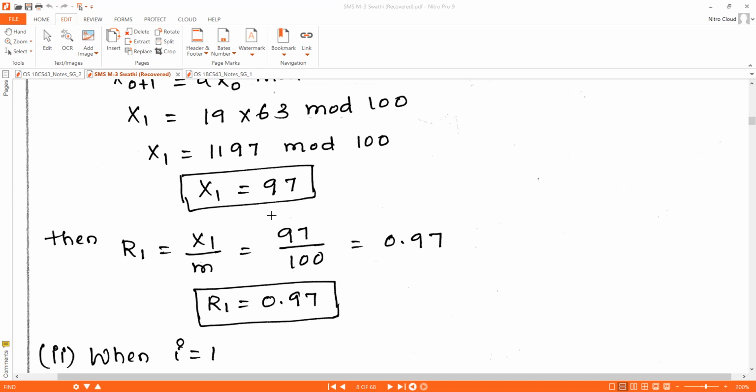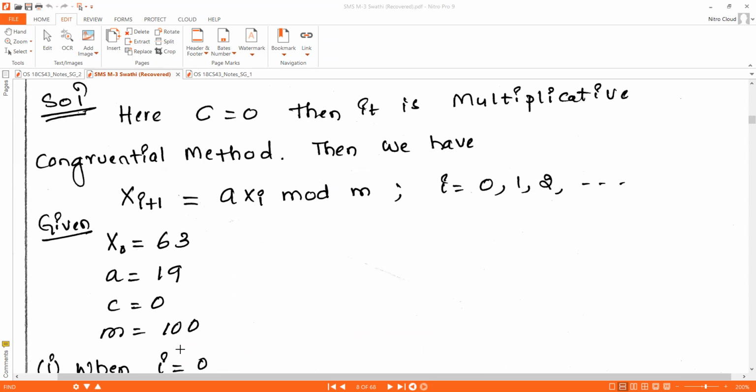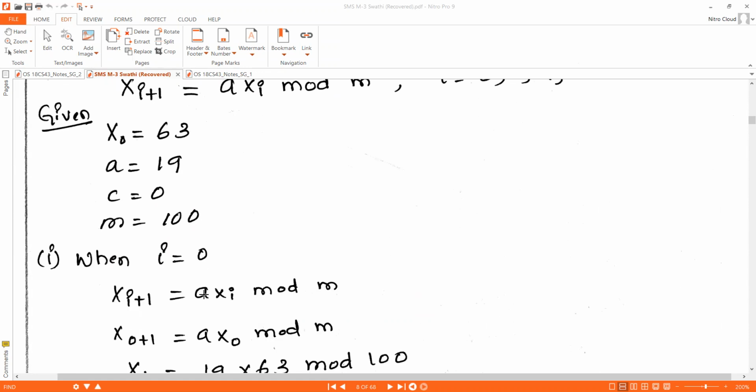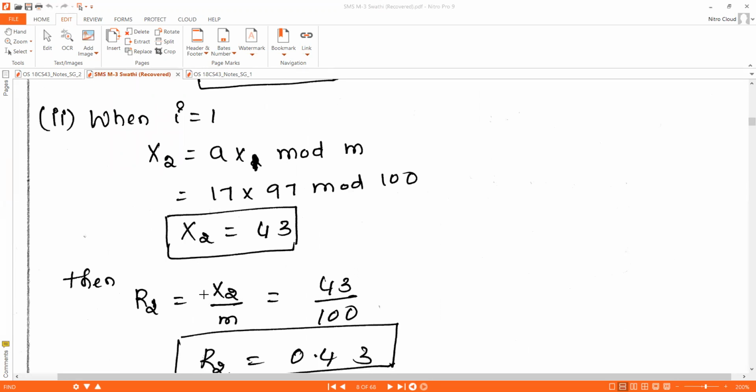Now that we know the x1 value, how do we find the random number? The random number can be calculated by using the formula r equals x by m. Here we are calculating r1. R1 is equal to x1 divided by m, that is 97 divided by 100, which gives 0.97. This is the first random number we have calculated using the given values in the multiplicative congruential technique. Understood, right? In the same way we need to calculate random number 2 and random number 3.